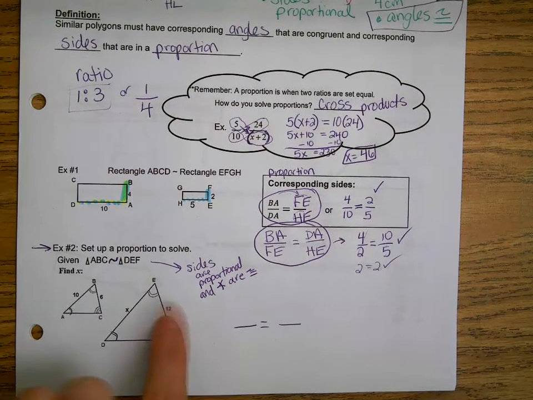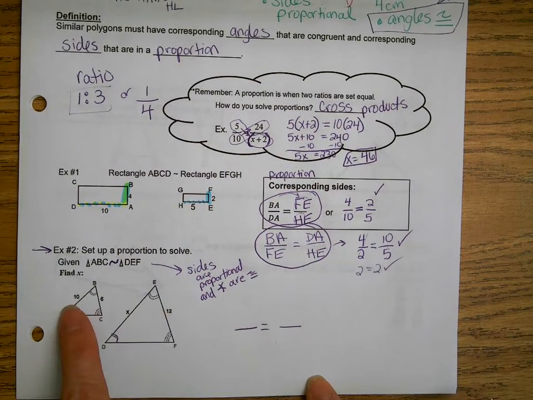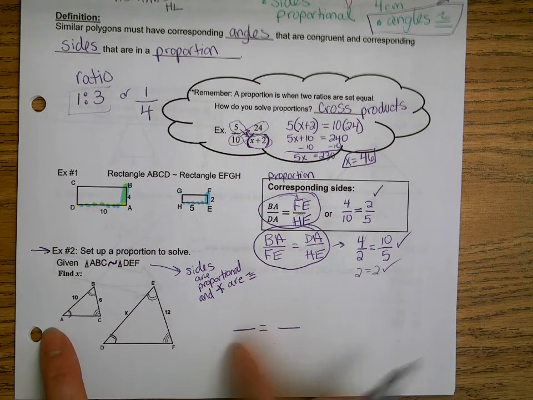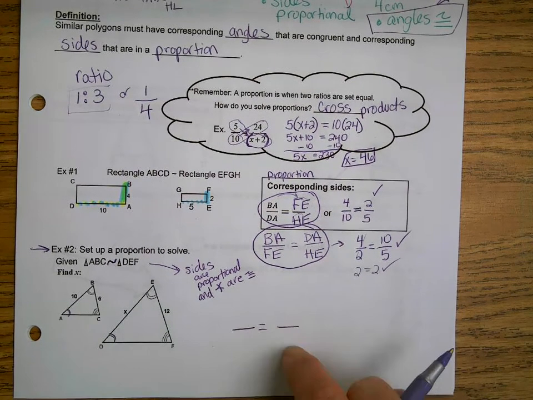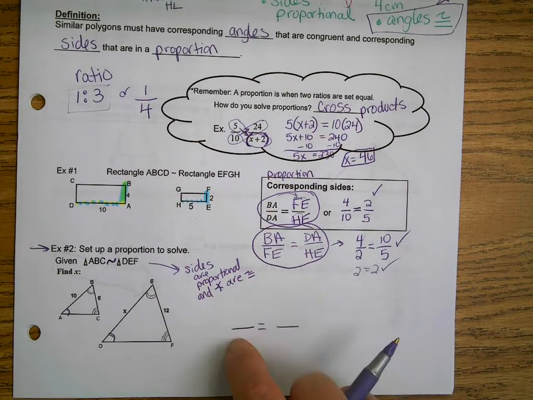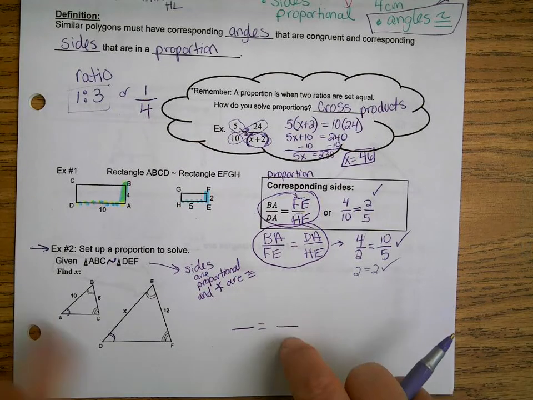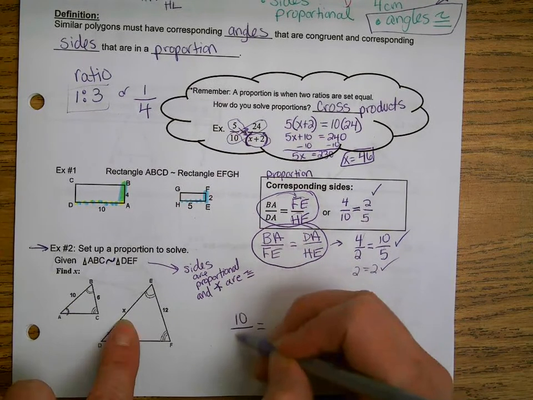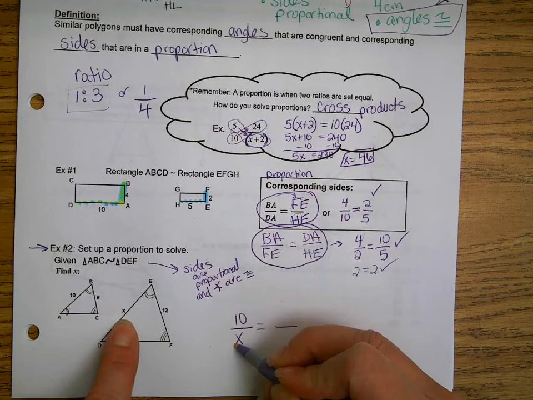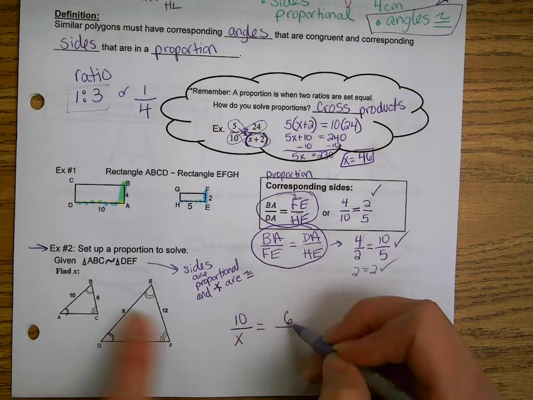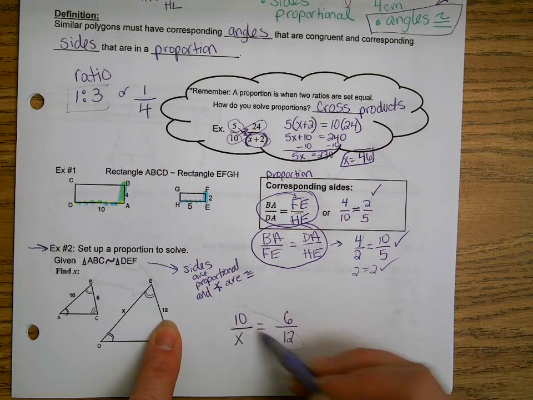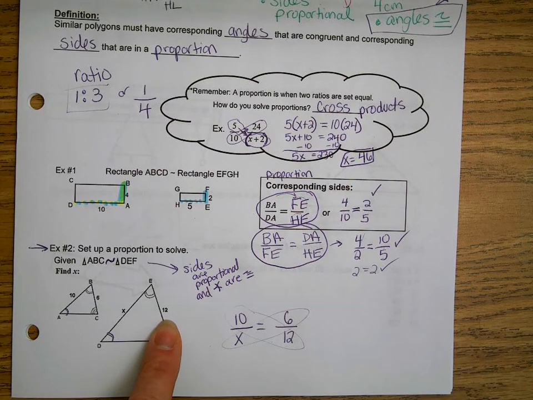I have 4 digits on my diagrams. I have a 10, a 6, an X, and a 12. Okay? We need to fill those 4 pieces into this proportion, a numerator to denominator, numerator to denominator. So how I'm going to write it is 10 corresponds to X, as 6 corresponds to 12. And then we can solve from there. So we'll take our cross products and keep going.